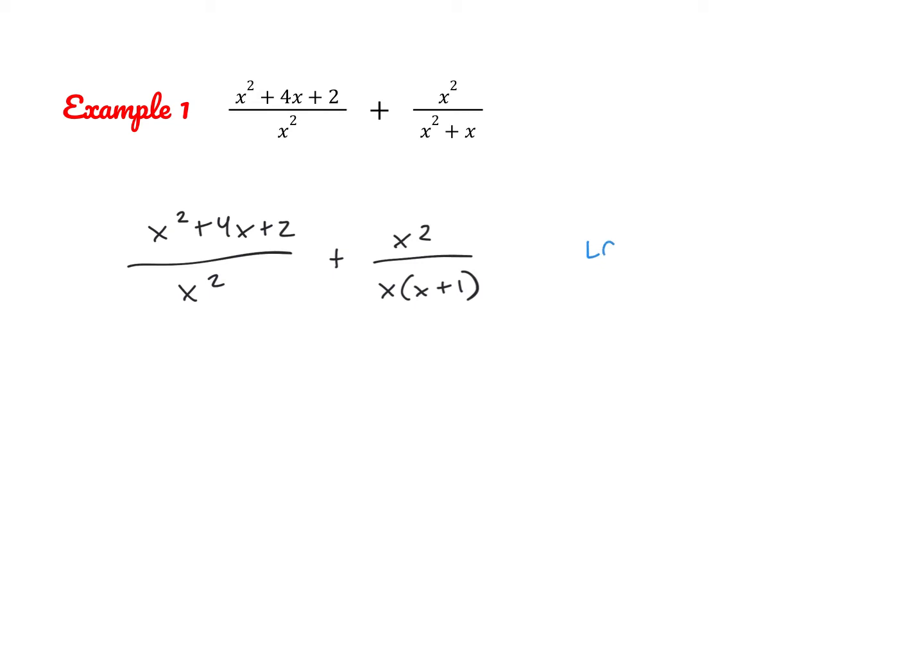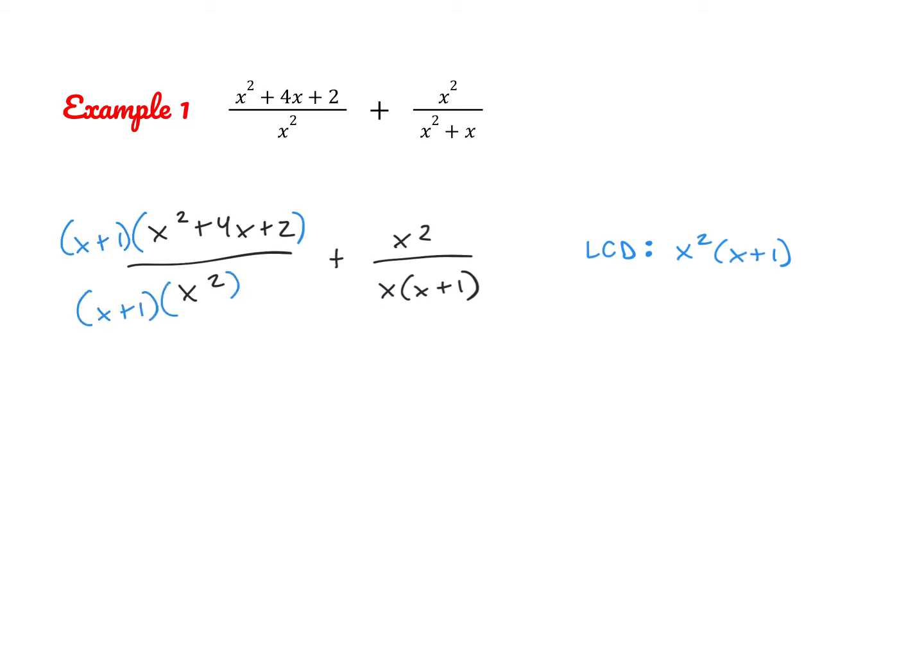So for our least common denominator, we need to make sure we include all of the parts from both of our denominators. So here I have x, but here I have x squared, so I need to include x squared in our denominator, and I also have the factor x plus 1, so I need to make sure that it's included. So our least common denominator is x squared times x plus 1. So now I'm going to look at each expression and say, okay, what's missing from my denominator? My first one, I have x squared, but I'm missing x plus 1, so I'm going to multiply the numerator and the denominator by x plus 1.